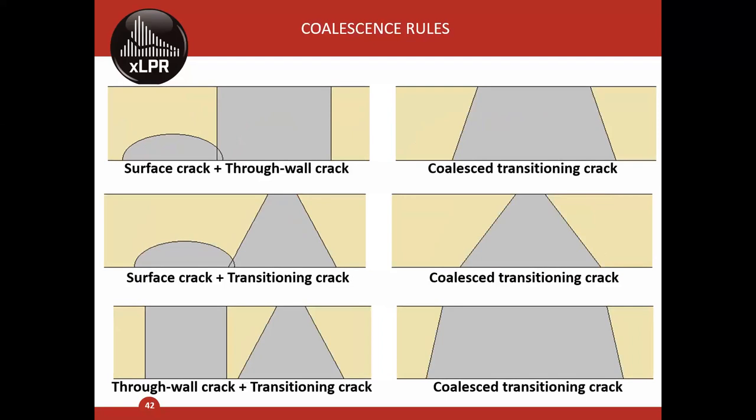Then when you have two different crack types that coalesce, they form a transitioning through-wall crack. So a surface crack and an idealized through-wall crack form a transitioning through-wall crack. A surface crack and a transitioning crack form another transitioning crack. And a through-wall crack and a transitioning crack also form a transitioning crack.